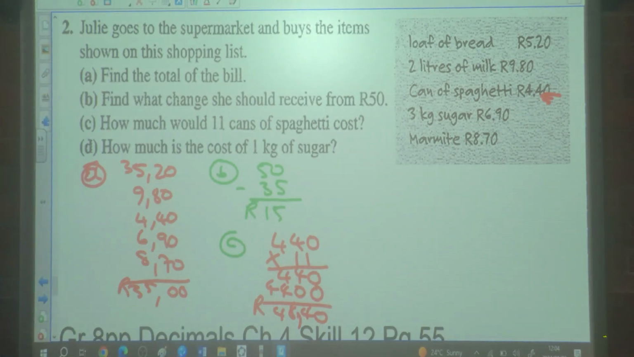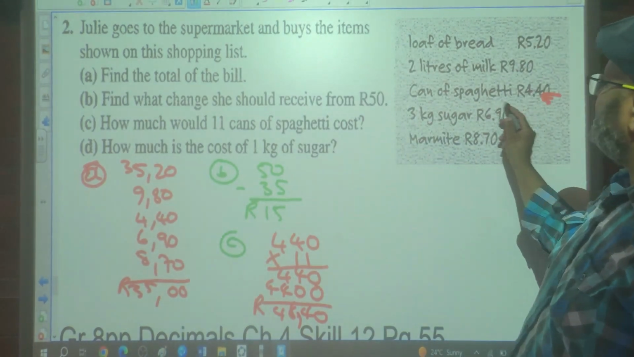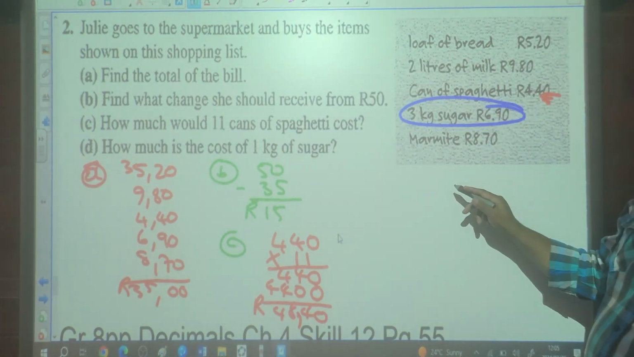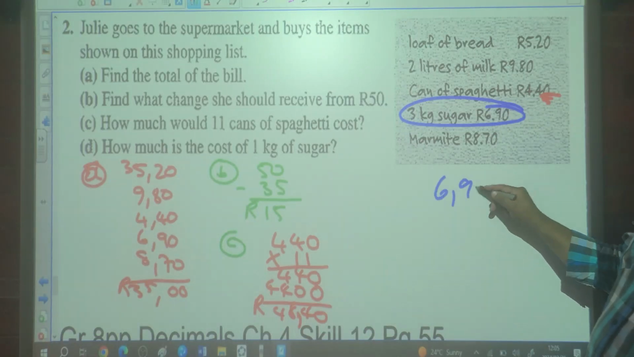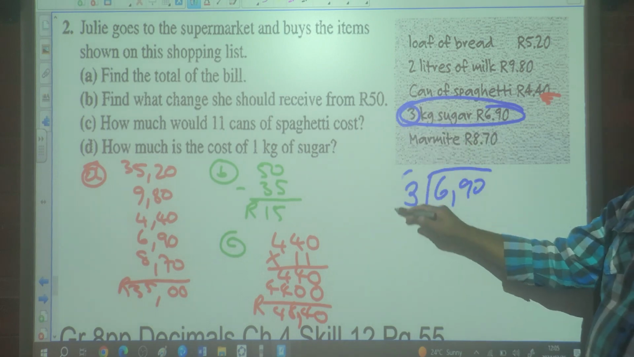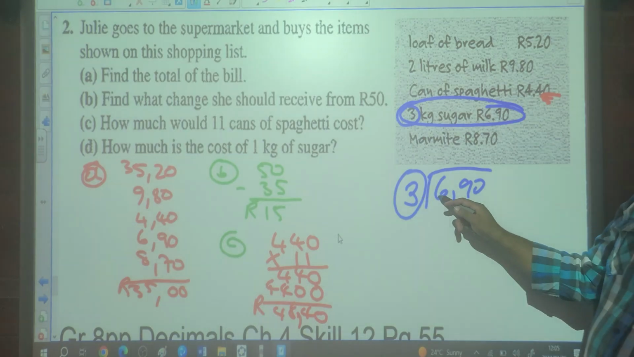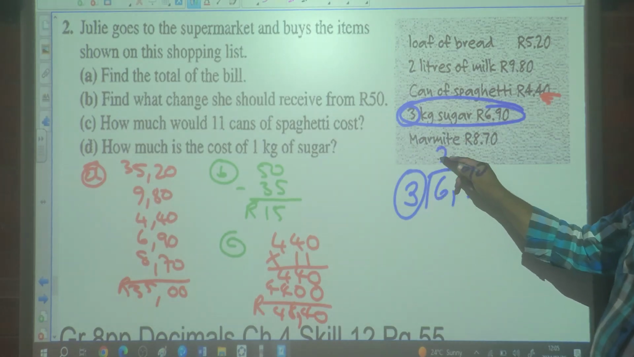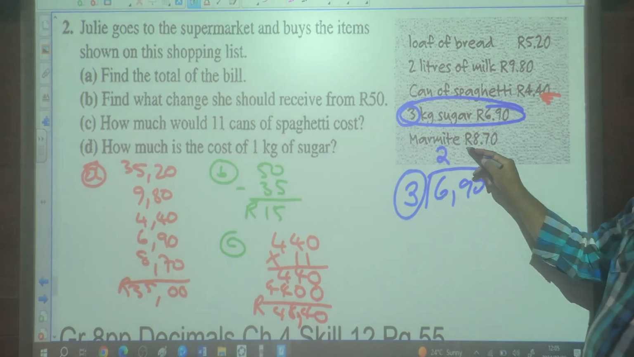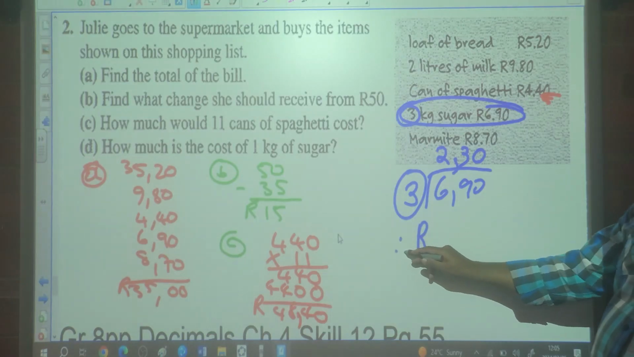Do you understand? Yes, sir. How much is the cost of 1 kilo of sugar? So if 3 kilos cost 6 rand 90, I say 6 rand 90 must be divided by 3. Is this divisor a whole number? So do I need to move the comma? No. So 3 going into 6, twice. 3 going into 9, thrice. It doesn't go into 0. In line with the comma. Therefore, 1 kilo of sugar costs 2 rand 30.